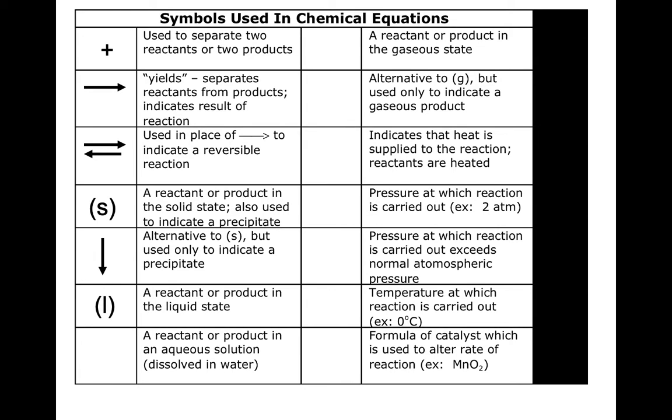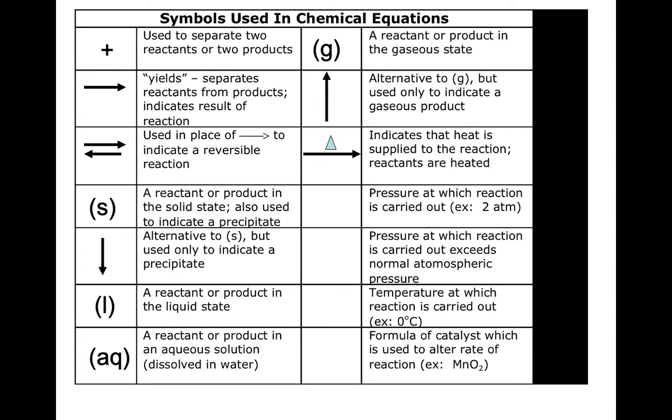If something is dissolved in water, we would use the symbol AQ. It's creating what's called an aqueous solution. A lot of what you've used in the lab before have been aqueous solutions. If something is a gas, we can use the symbol G in parentheses next to the substance. And since gases rise, we can use an up arrow to also represent a gas.